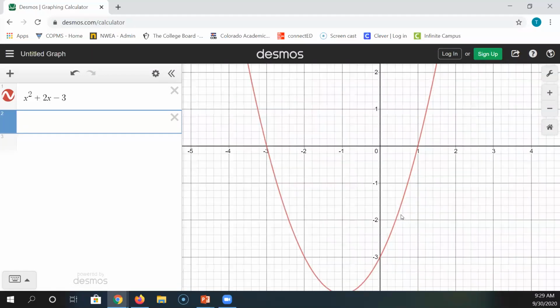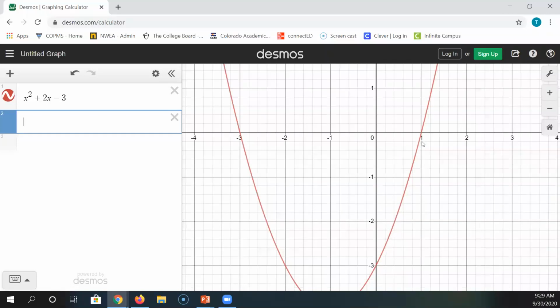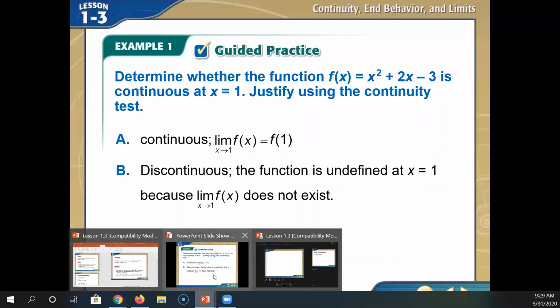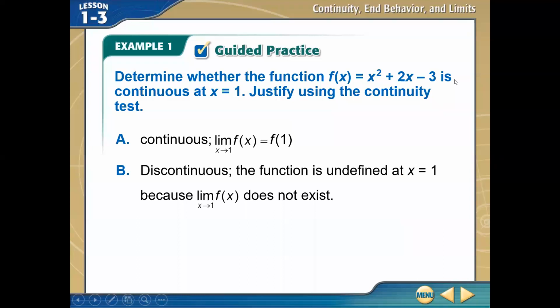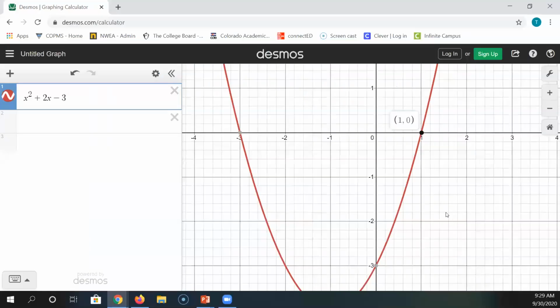First thing, I'm going to scroll in. So here's the point at 1. If I click on it, it does exist. If I were to plug a 1 into this equation, I would be able to get an answer. It's not going to be undefined. It's not an imaginary number. It would be 1 squared is 1, plus 2 times 1, which is 2, makes 3, minus 3, so I should get 0. So f of 1 is equal to 0. That passes the first requirement of the continuity test.